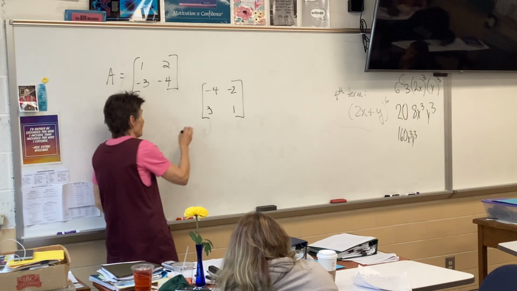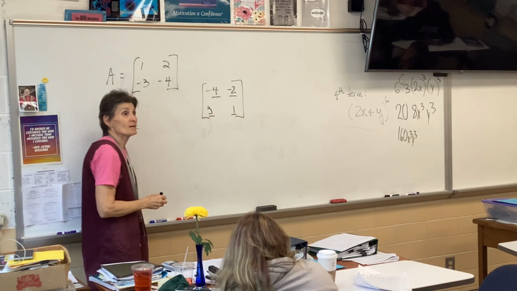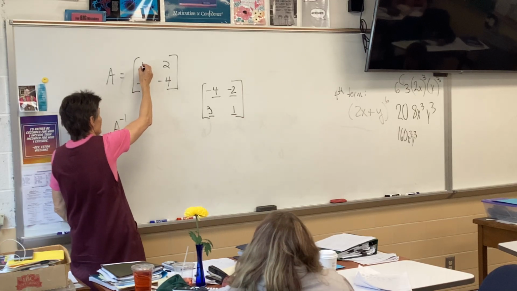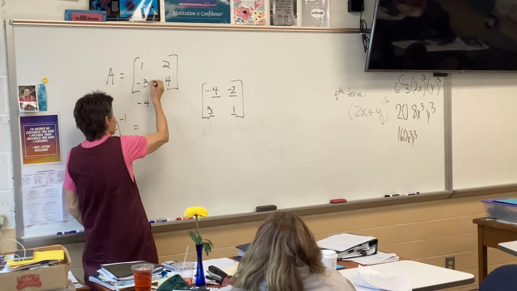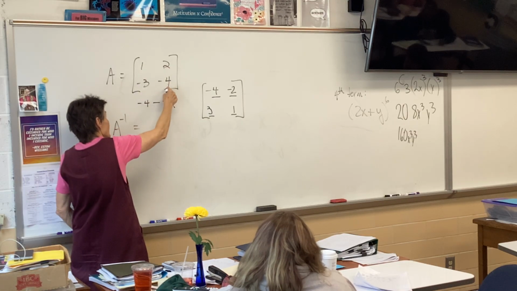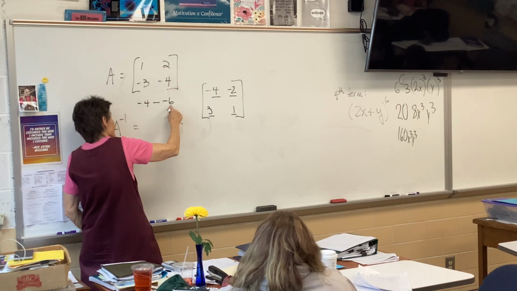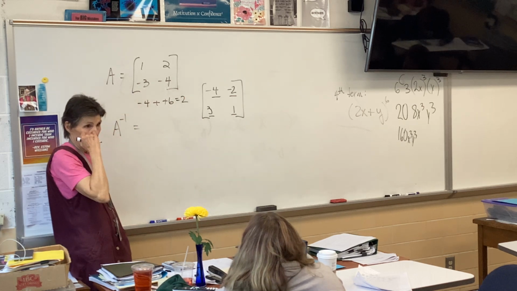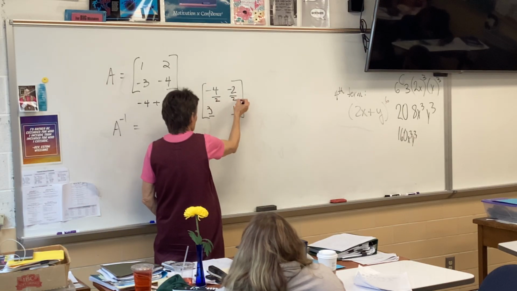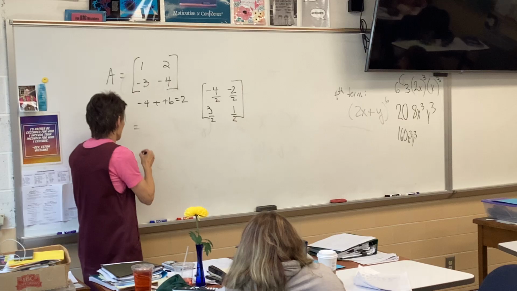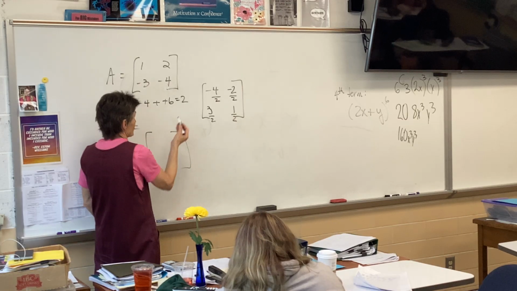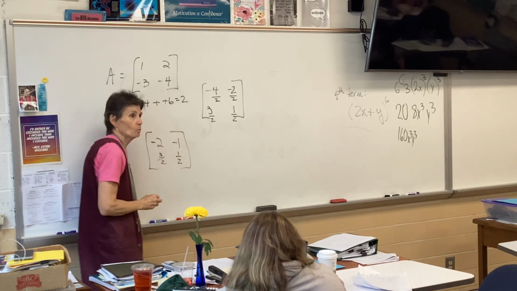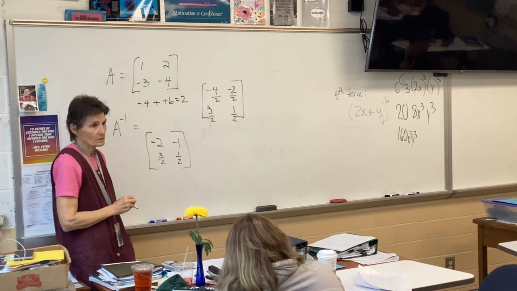Well, I'm going to divide all of these by the determinant. So I need to find the determinant. So go back to the original. That's going to be negative 4 minus negative 6. So I multiply, get negative 4, multiply, get negative 6, and subtract. So it looks like my determinant is 2. So then I go over here and I divide everything by 2, and then reduce whatever I can. So it looks like I have negative 2, negative 1, 3 halves, and 1/2 as my inverse.